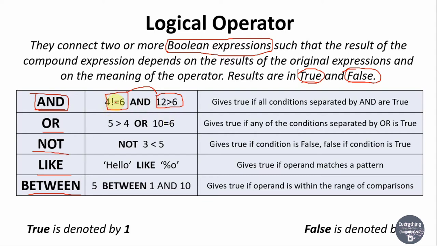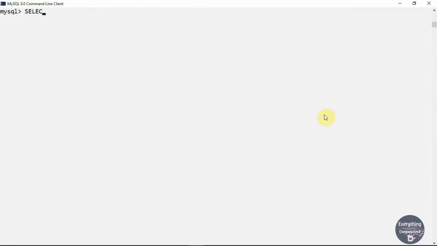Like 4 is not equal to 6 and 12 is greater than 6. These two Boolean expressions are connected by the logical AND operator. So 4 is not equal to 6 will give a true value, and also 12 greater than 6 will give true. And as these two are true, the final result of the compound expression will be true, and otherwise it will be false. Let's now take a look at the logical AND operator in MySQL.